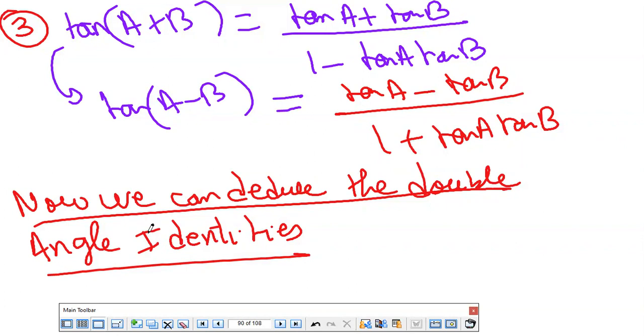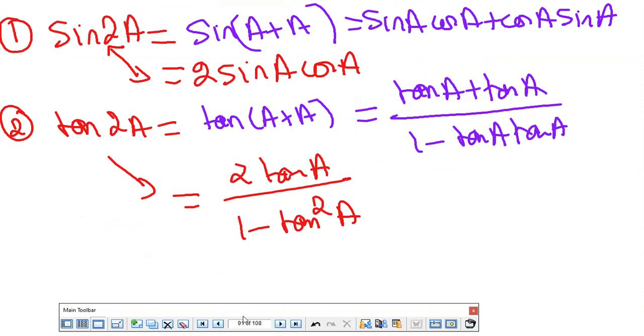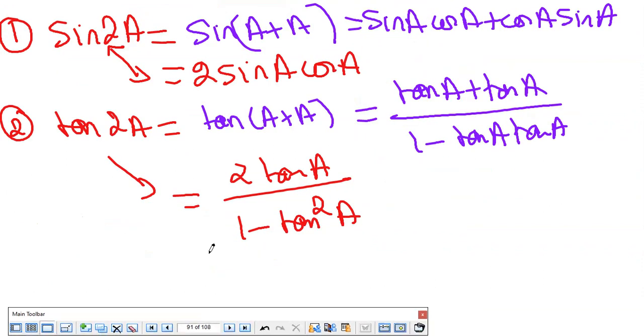Now, after those formulas, we can deduce the double angle identities. It means sine 2A, cosine 2A, and tangent 2A. To find sine 2A, I'm saying sine A plus A. So let's go to the formula sine A plus B: sine A cosine B plus cosine A sine B. So it means it's equal to 2 sine A cosine A. If I go to tangent 2A, it means I have tangent A plus A. The formula is tangent A plus tangent A over 1 minus tangent A tangent A, so it's going to be 2 tangent A over 1 minus tangent squared A.